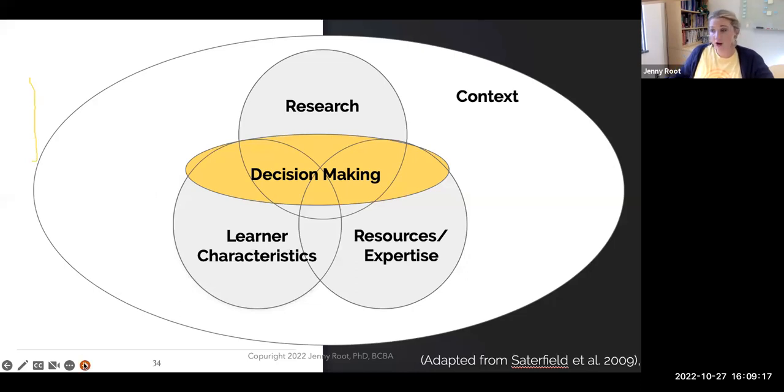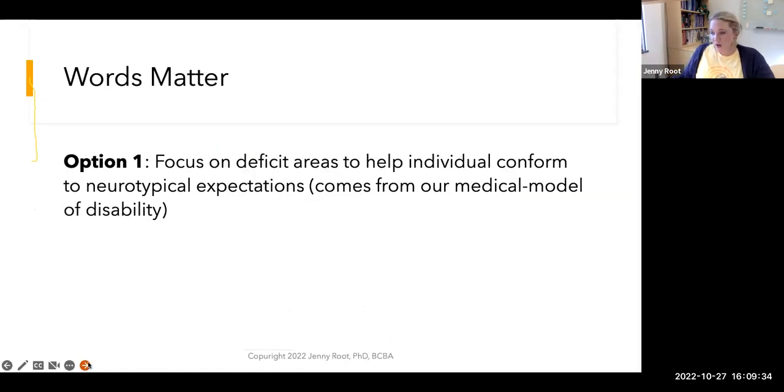And I hope that over the course of this webinar series, I'll be able to increase the skills that you have in these different areas. So while we can't tackle all of that in 90 minutes, one thing that we can talk about is how much words matter, and the words that we use to talk about individuals with disabilities and ourselves is important.